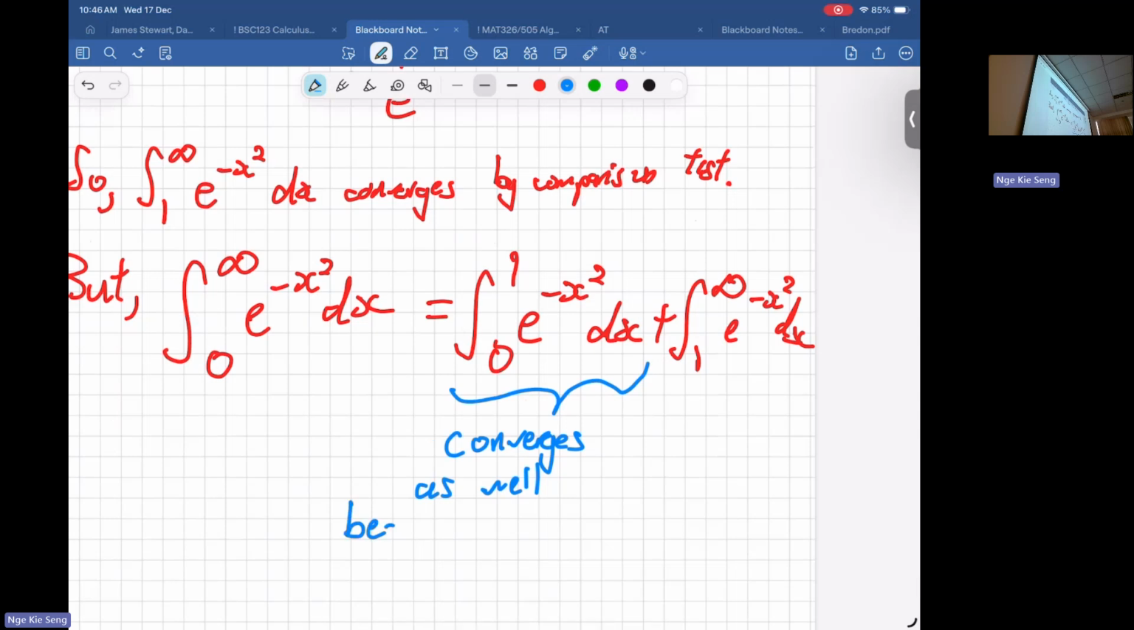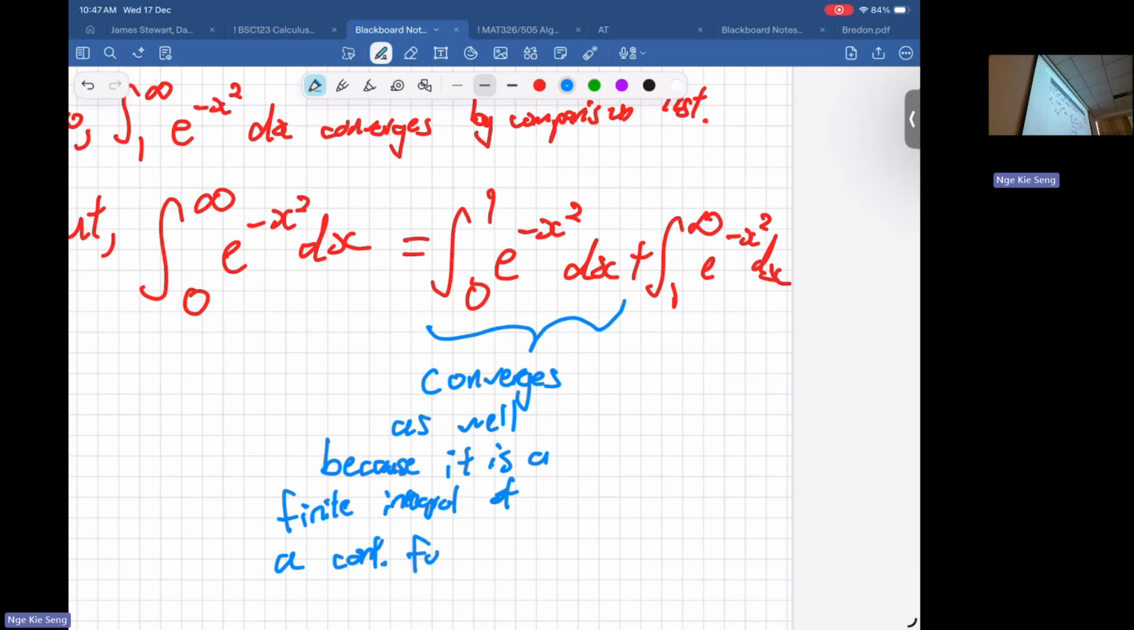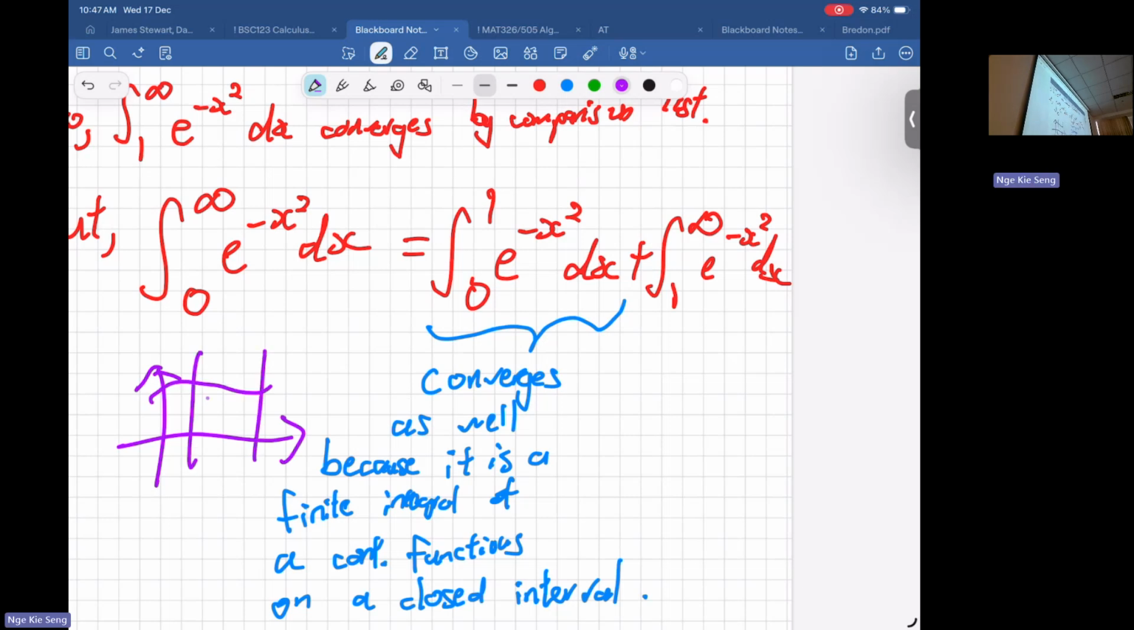The reason you need to remember is that it is a finite integral of a continuous function on a closed interval. This is very important, because if the function is continuous only on the open interval and not continuous at the endpoint, you have an improper integral again. But if it is a continuous function on a closed interval, then it bounds a finite area. Otherwise you have something going to infinity again, improper again. So this is something you want to remember. And then the second part obviously converges by comparison. That's why you have two finite numbers.